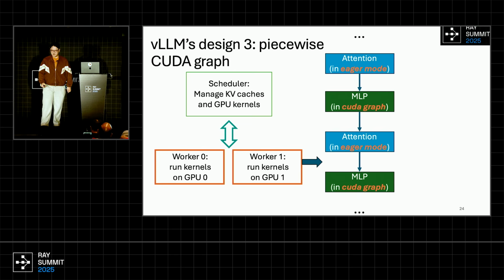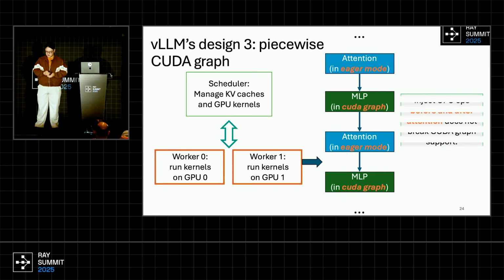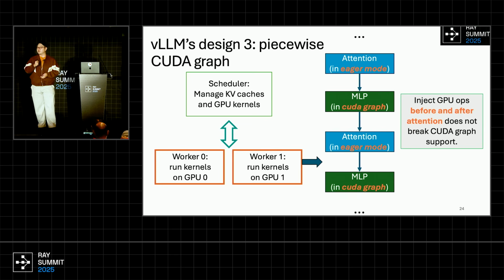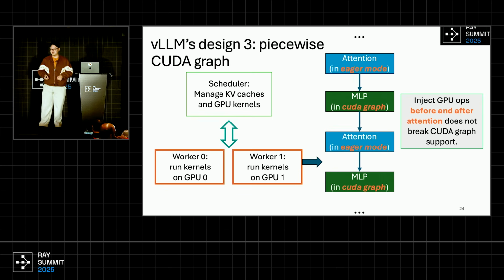But now, because of this piecewise CUDA graph, attention operators are executed in eager mode, which means that we can inject GPU operators before and after attention without breaking CUDA graph support. This gives the best performance without breaking anything, because CUDA graph is so important for different performance optimizations. The previous talk also mentioned CUDA graph, and almost every LLM talk mentions CUDA graph. So it's just very important. Okay.